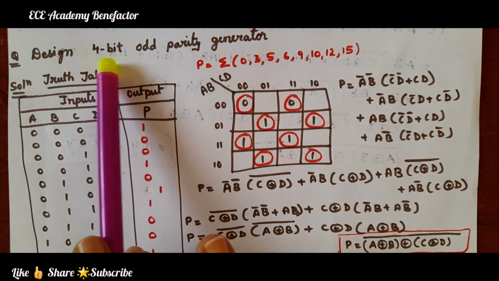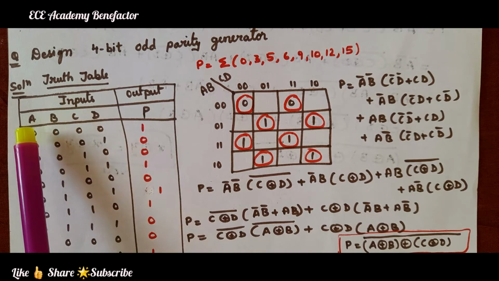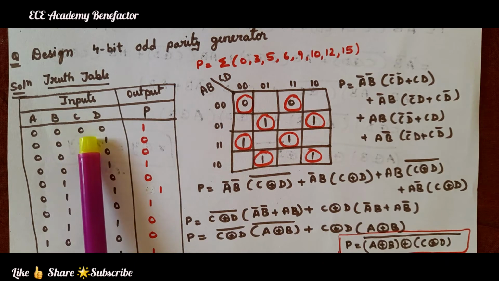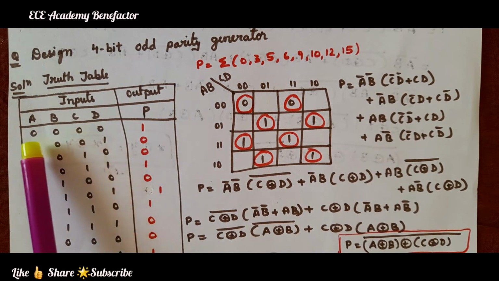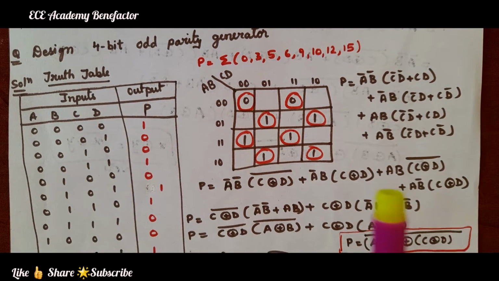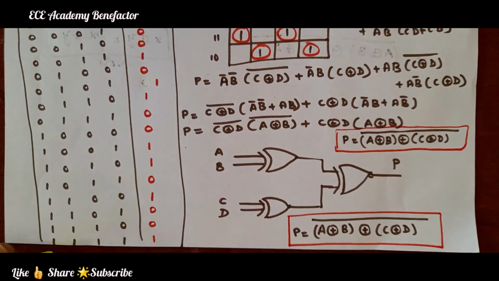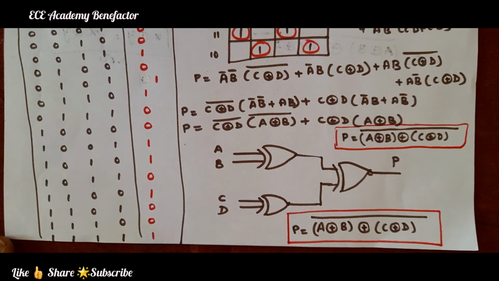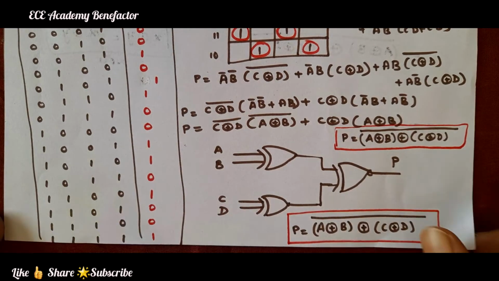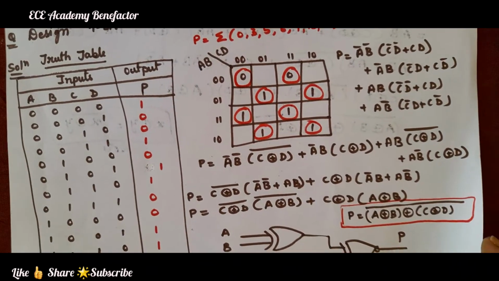So, how many inputs are there? 4-bit. So, the input is taken as A, B, C, D, a 4-bit input. For a 4-bit input we can write a total of 16 combinations, varying from 0, 0, 0, 0 to 1, 1, 1, 1. So, likewise we can write a total of 16 combinations. I will just read it once.